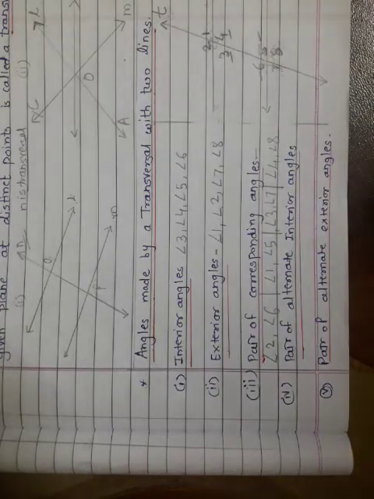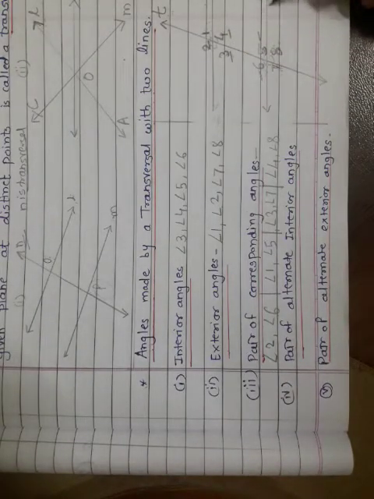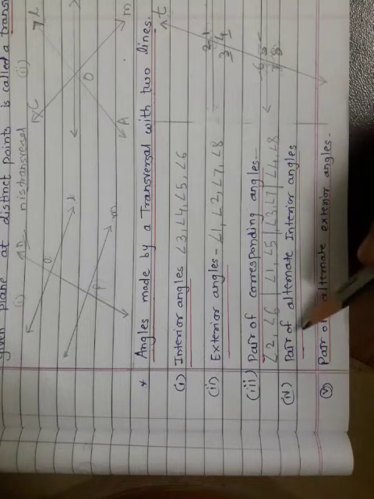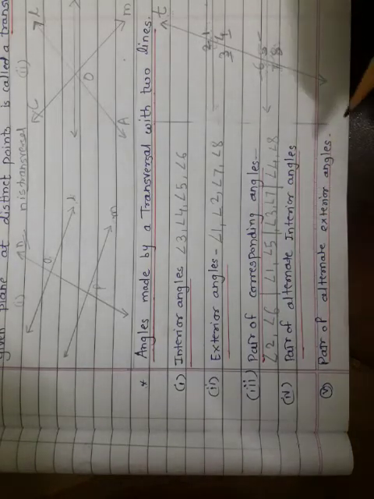Pair of alternate interior angles. Okay. We have seen that interior angles are the angles lying between the lines L and M, inside of L and M. Exterior means outside of L and M. And now the next term is pair of alternate interior angles. So which angles are alternate interior angles? Angle 3 and angle 5.